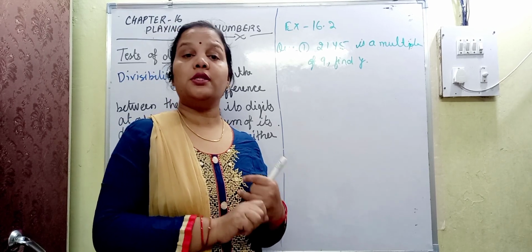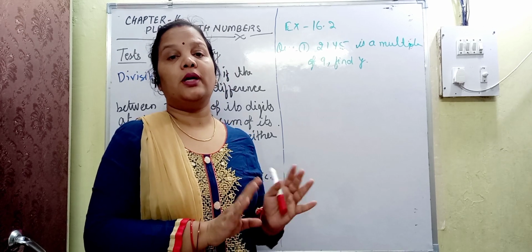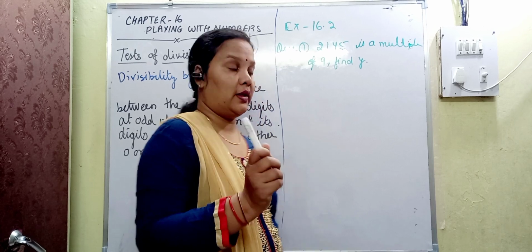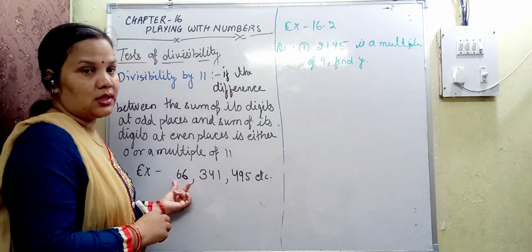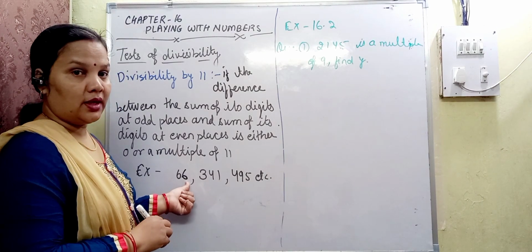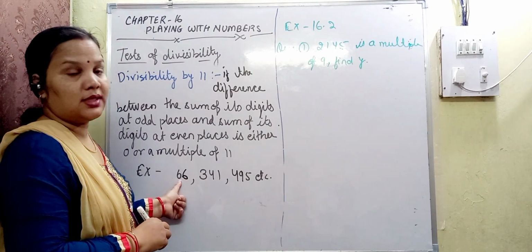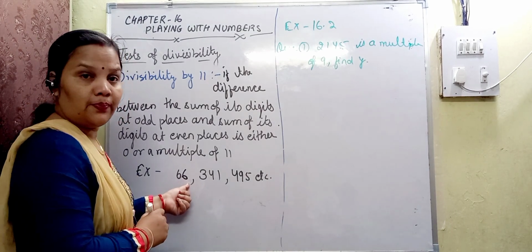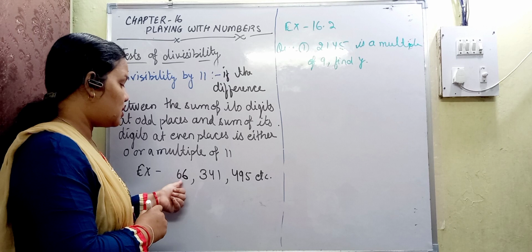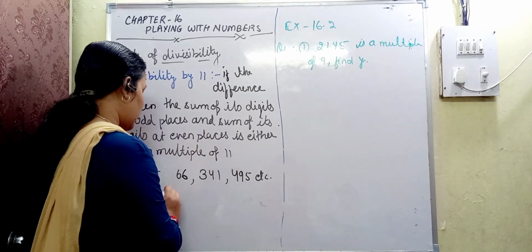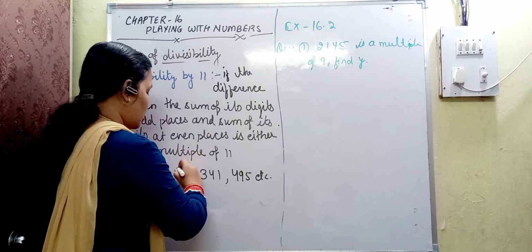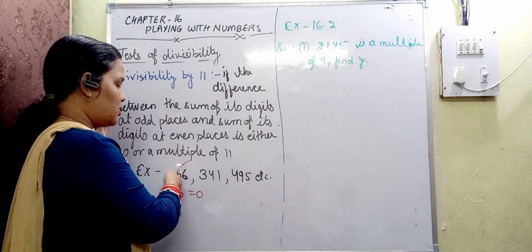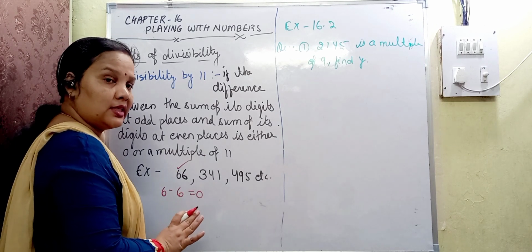If the difference becomes 0 or 11 or a multiple of 11, then we can say that yes, the number is divisible by 11. Here I am giving you example 66. Here the odd place is 6 and the even place is also 6. Only two digits are there. So this is the odd place, this is the even place. You just find the difference between them. 6 minus 6 gives you 0. So this number 66 is divisible by 11, and you can easily divide it by 11 because it is a two-digit number. So very easy to calculate.